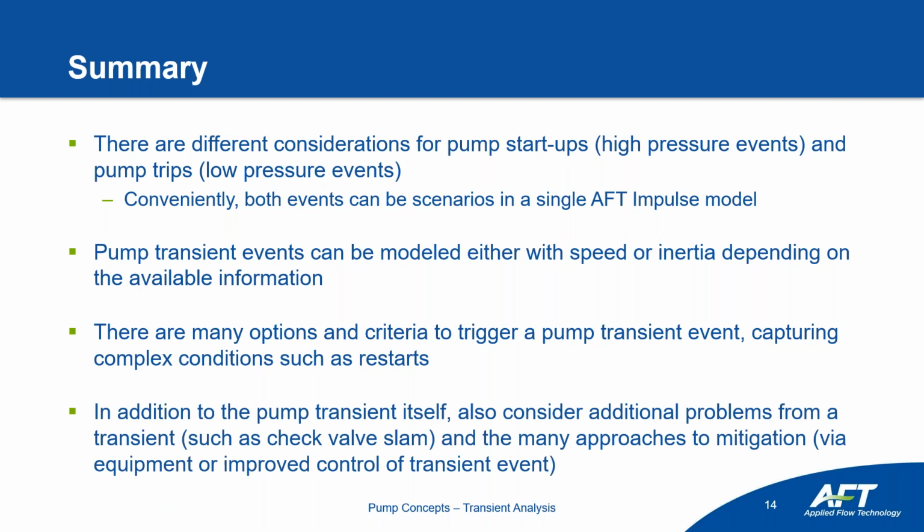Finally, in addition to the pump transient itself, you want to consider other problems that can happen from a transient. So that could be check valve slam, and then you also want to look at all the different ways that you can mitigate that. You can change how the pump transient itself is occurring, whether it could trip slower or faster, or you can use equipment like a vacuum breaker, like a relief valve, or something like a gas accumulator that can help smooth those transient events over, making it less drastic of an impact.